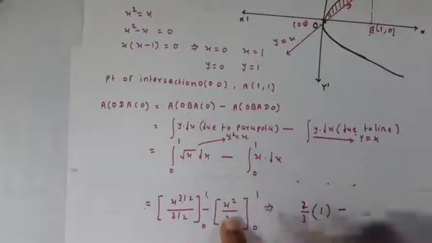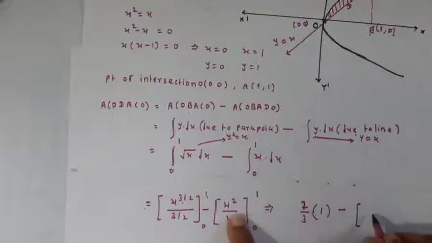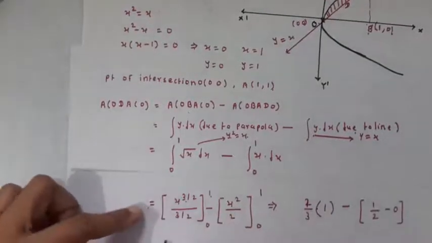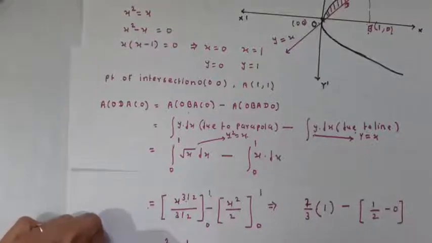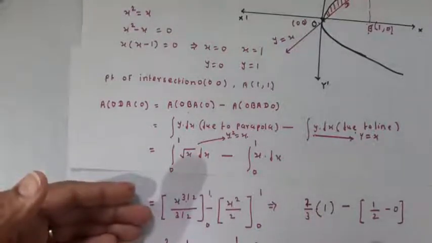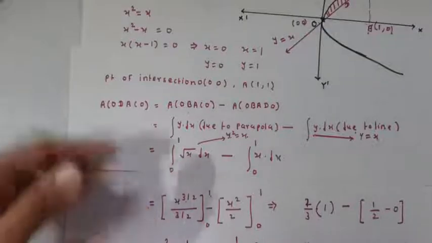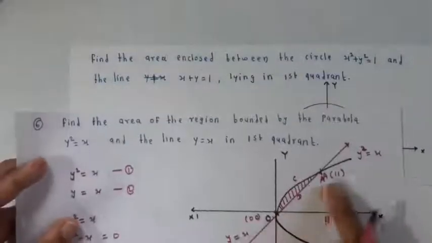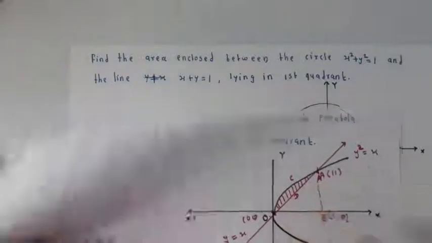Okay, minus x square is 1 by 2 minus 0, and this is equal to 2 by 3 minus 1 by 2. LCM is 6, and this is 1 by 6. Hence 1 by 6 square units is the required area. This area is equal to 1 by 6 square units. Okay.